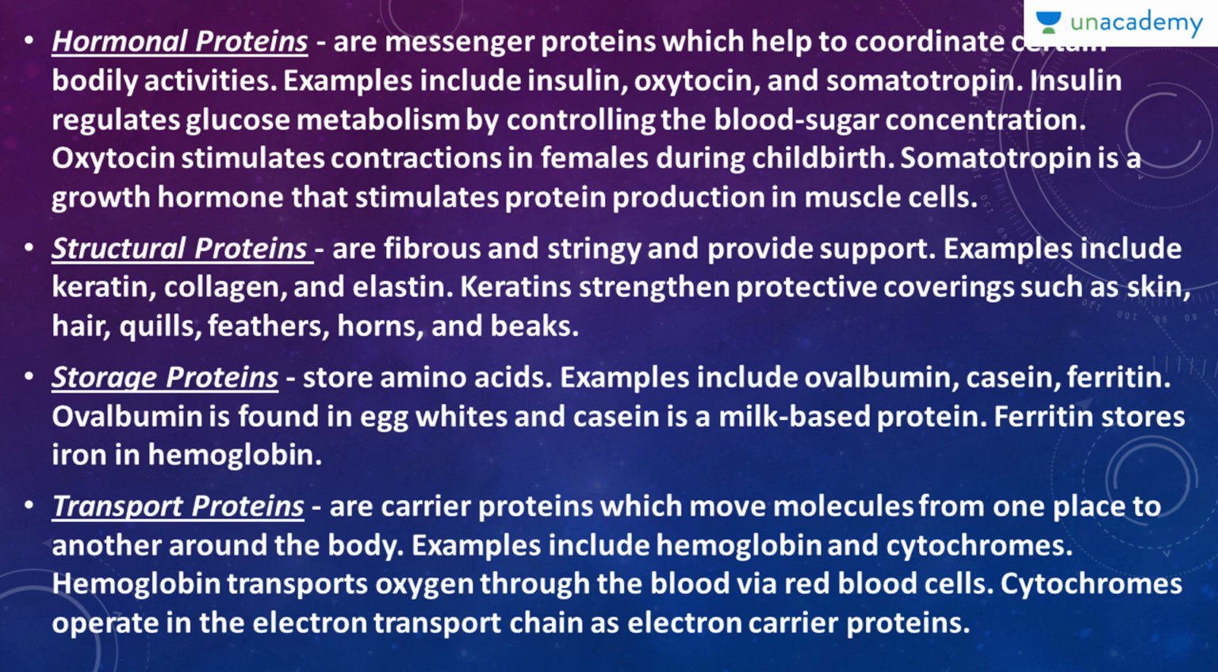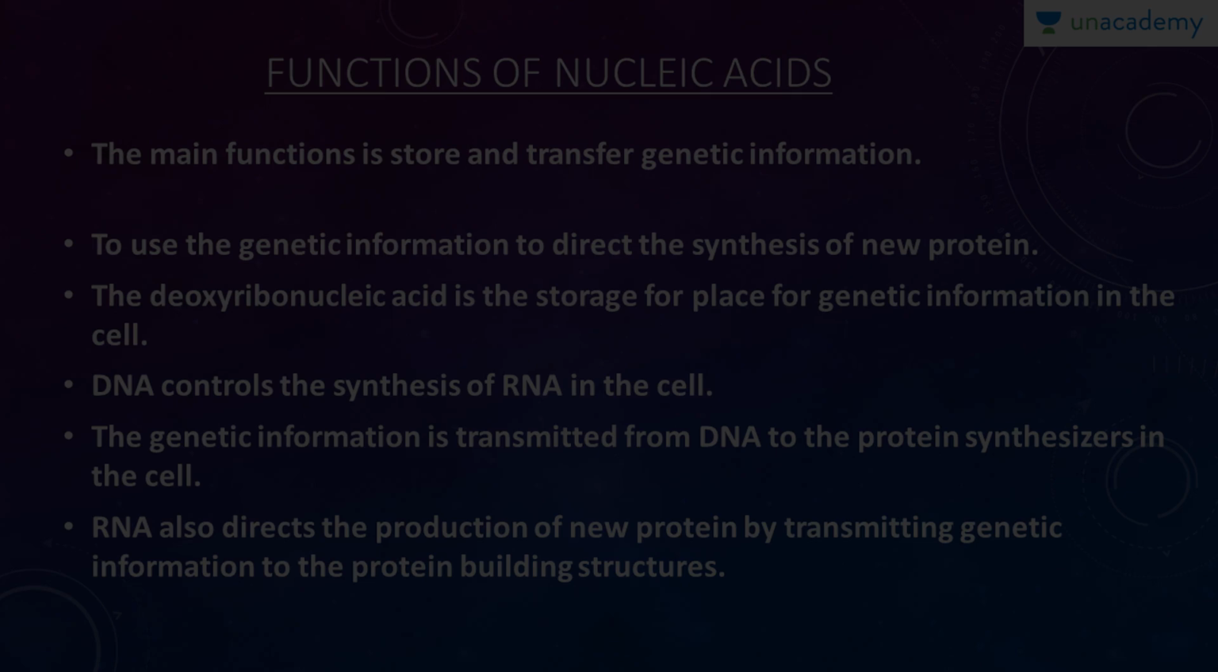Then we've got transport proteins, and these are carrier proteins which move molecules from one place to another around the body. Examples include hemoglobin and cytochromes. Hemoglobin transports oxygen through blood via red blood cells. Cytochromes operate in the electron transport chain as electron carrier proteins.